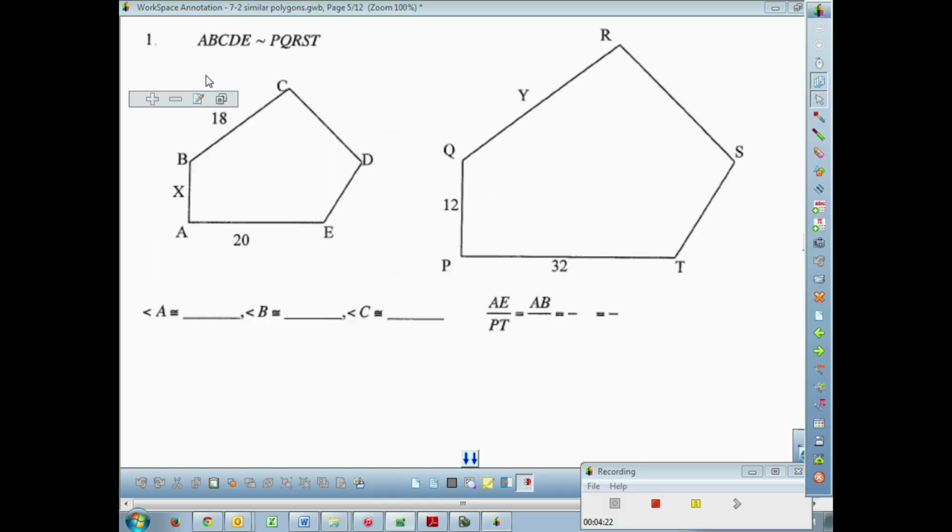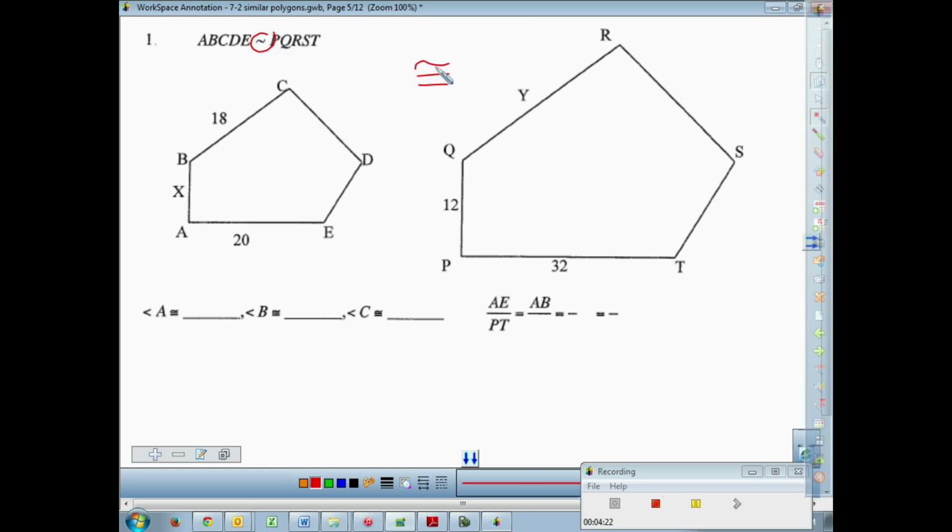Okay, you got those two rules at the top. Here's the interesting thing. You've seen this symbol before, right? What's that symbol mean? That means congruent. Now look at this symbol. Isn't that just the squiggly part of it? This symbol means similar to each other. So they're telling us right here that ABCDE is similar to PQRST. That's called a similarity statement. This is a statement that states these two things are similar.